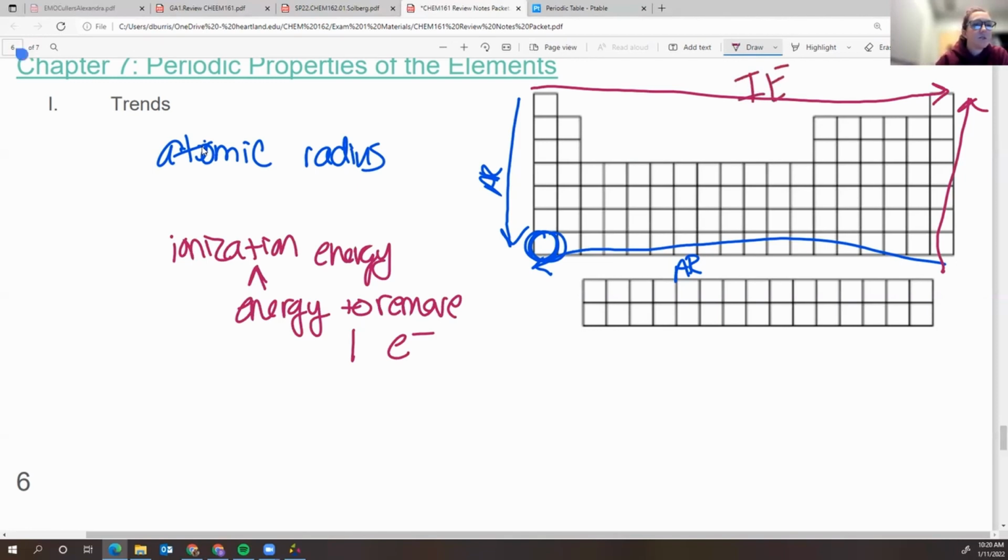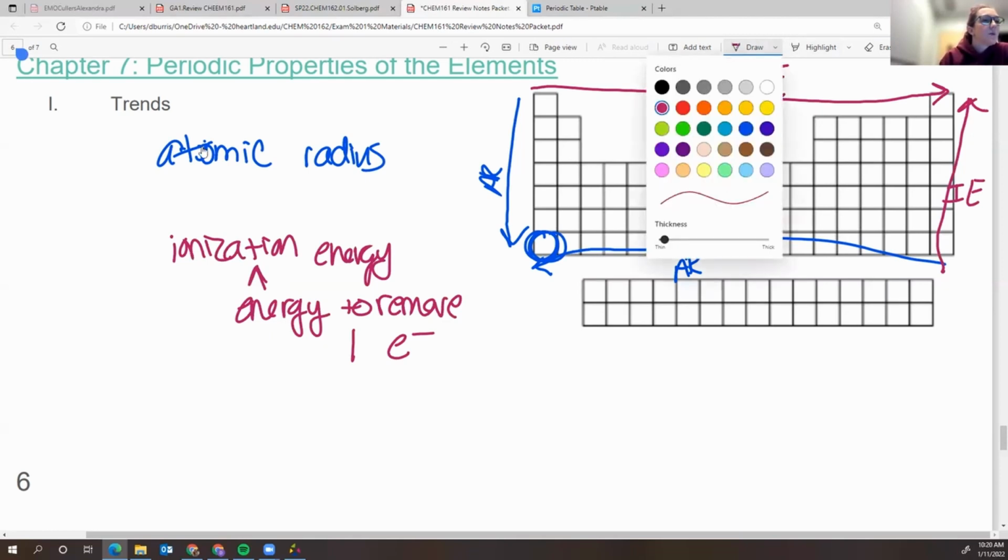So if it's bigger, it's going to be easier to remove an electron. And also the amount of charge. So if it has more protons, it's going to have more attraction and be more difficult to remove. So that's why it's completely opposite of radius. So ionization energy goes this way. The further away they are, easier to remove. So like if this is really big, it's going to be really easy to remove an electron. Also, it has fewer protons.